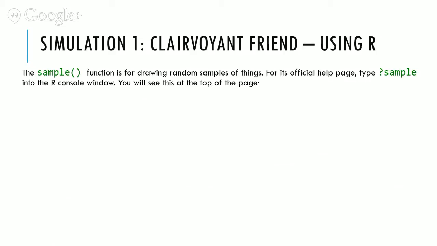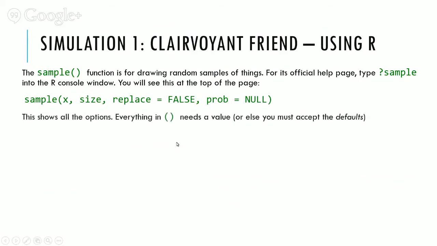So if you want to see how this function works, you can always type in ?sample, enter into the R window. And then you'll see this as part of the somewhat confusing help page that comes up. And this shows you what the function can do. It says sample, and then you put stuff in parentheses. And everything in parentheses needs some kind of a value, or it will take a default value if there is a default value. So you need to tell it an x.